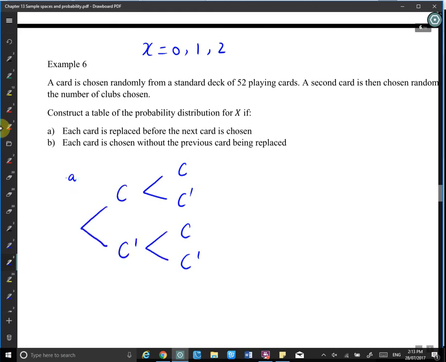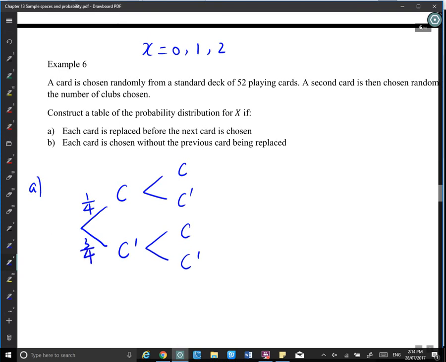Okay, what's the probability for the first time to get a club? Do you play cards? What's the probability of getting clubs? A quarter, okay? In every type of card, there's a club. So 1 on 4. I'm really trying to teach. I play a lot.